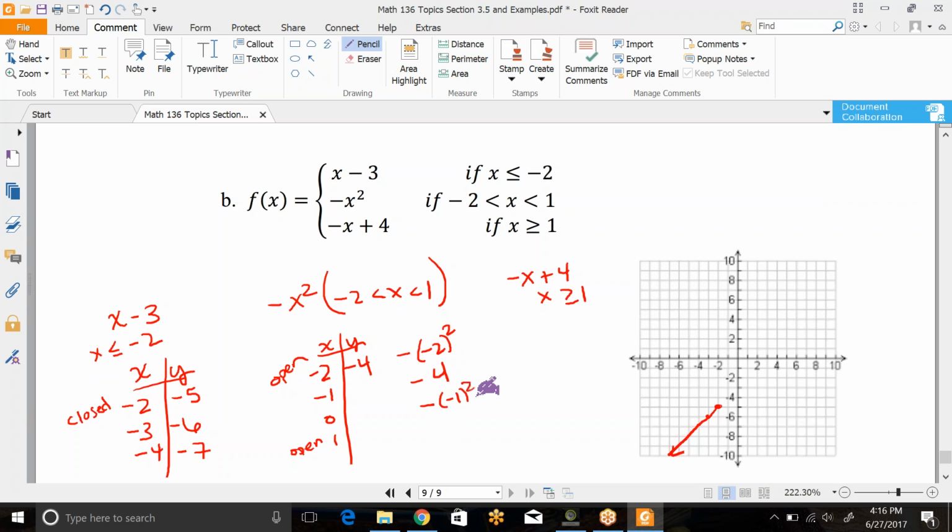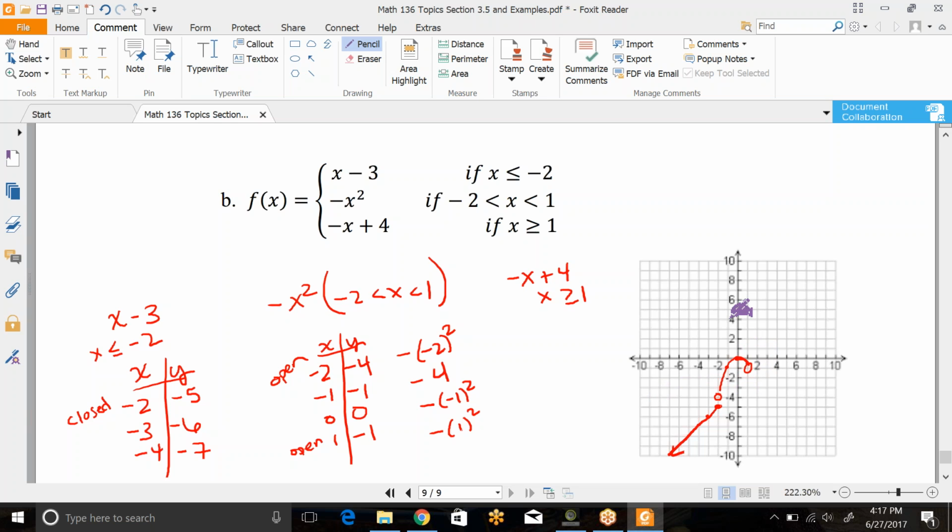Negative, negative 1 squared is going to be a 1, but then you put a negative on it. 0 squared times negative 1 is just 0, and then 1 squared is 1, and then there's a negative. So this is going to be an upside down parabola, it looks like. So negative 2, negative 4 is open. Negative 1, negative 1, 0, 0, and then 1, negative 1 is the other endpoint, and it is also open. So we get a part of a parabola there in the middle.